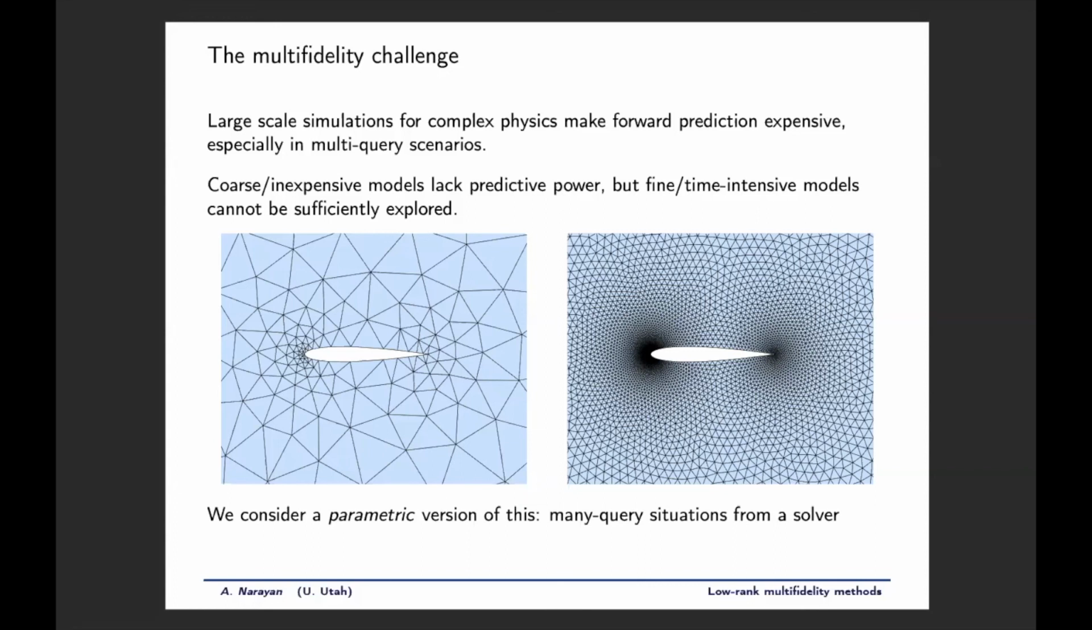Now, the multi-fidelity problem is that I could do a very expensive simulation on this very refined mesh on the right, and presumably that would take a lot of time.